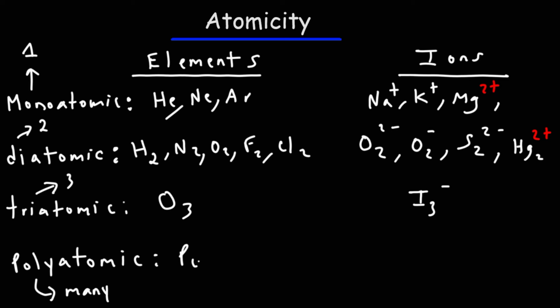Tetra is 4. Sulfur 8. Sulfur can form a ring of 8 atoms in this compound. So that's another polyatomic element. You also have carbonic acid. Well, that's not really an element, so that's more of a compound. Therefore, we could take that out.